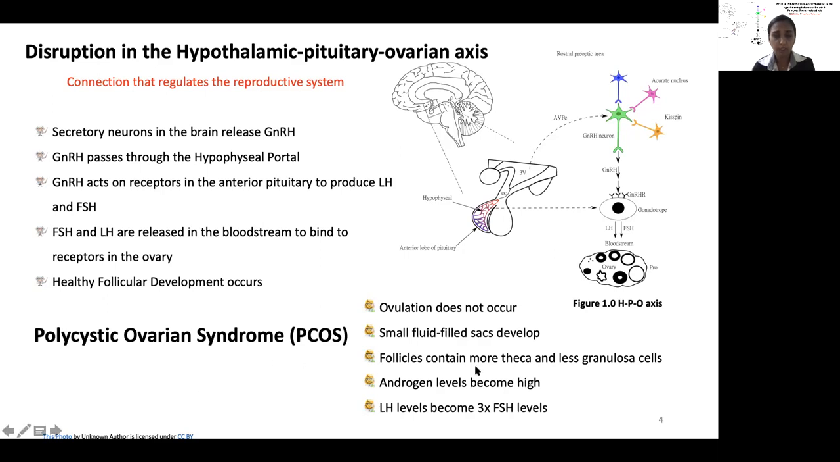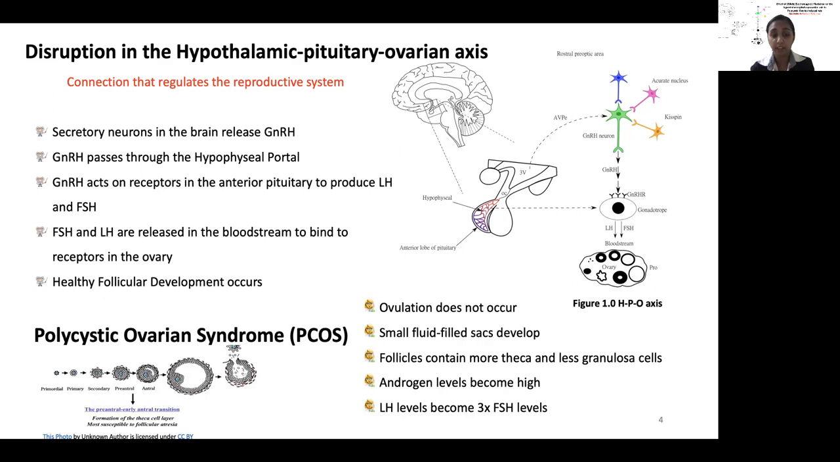The follicles end up containing more theca and fewer granulosa cells. So what this means is that there's an array of follicular development where we have primordial to primary to secondary to preantral to antral. As these follicles develop, we have supporting cells in the ovary that come around and form granulosa cells to respond to FSH, and then we have the formation of theca layer cells to help form LH, right, to release that. Now, in polycystic ovarian syndrome, the follicles contain more theca and fewer granulosa cells, and the LH levels become higher, almost 3 times that of FSH, because we have more theca layer cells. Androgen levels therefore become high.